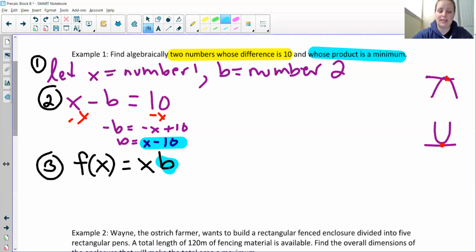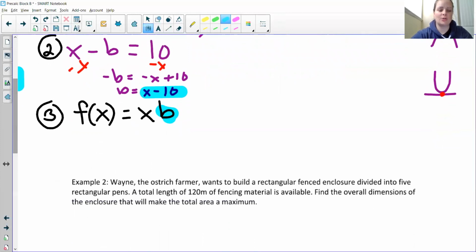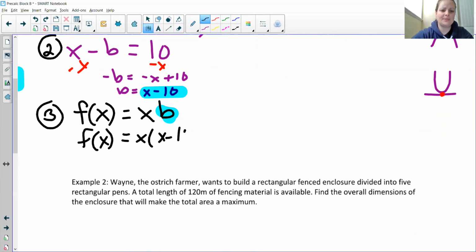Okay. So now, going back to step 3, we're going to substitute all of this in for where we see b. The reason I did b was because I'd already written that this was a function of x over here with my function notation, and I wanted to stick with that. So I'm going to rewrite my function of x that equals x times x minus 10.